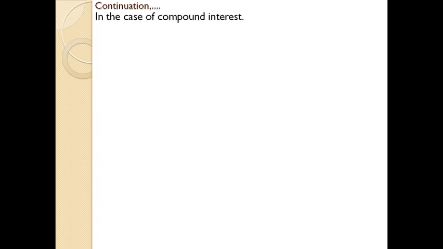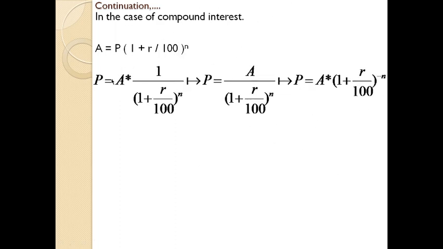So in case of compound interest, we know the equation A equal to P into 1 plus R by 100 raised to N. So sometimes you may be asked to find the principal amount. In that case, the equation will be P equal to A into 1 divided by 1 plus R by 100 raised to N. I hope you understand why we did it like that.